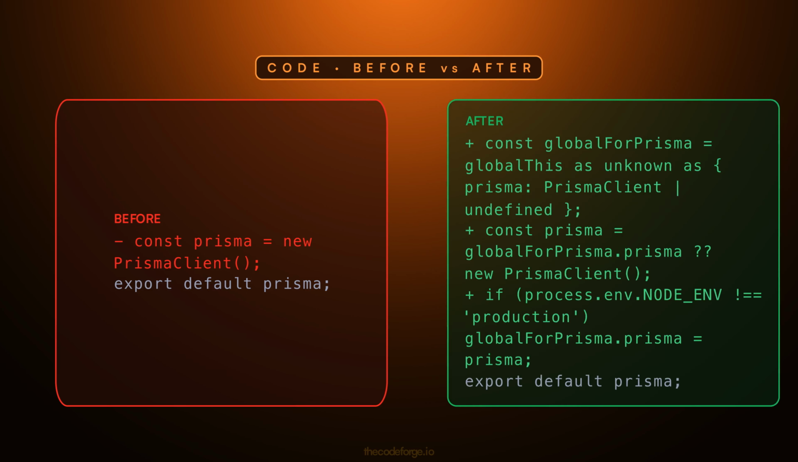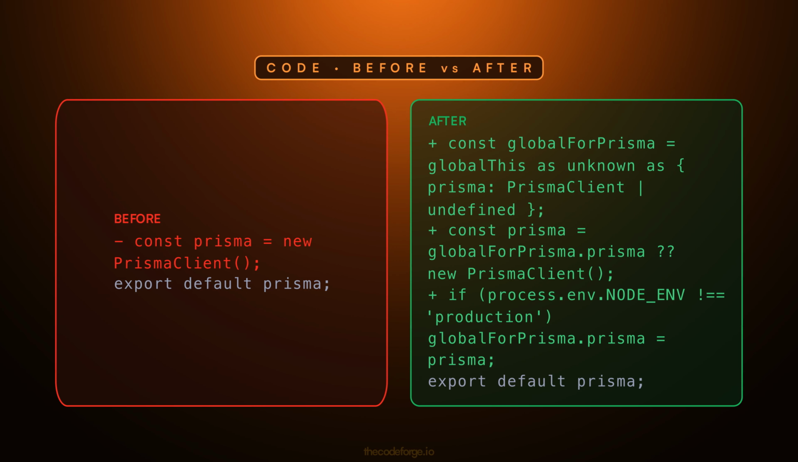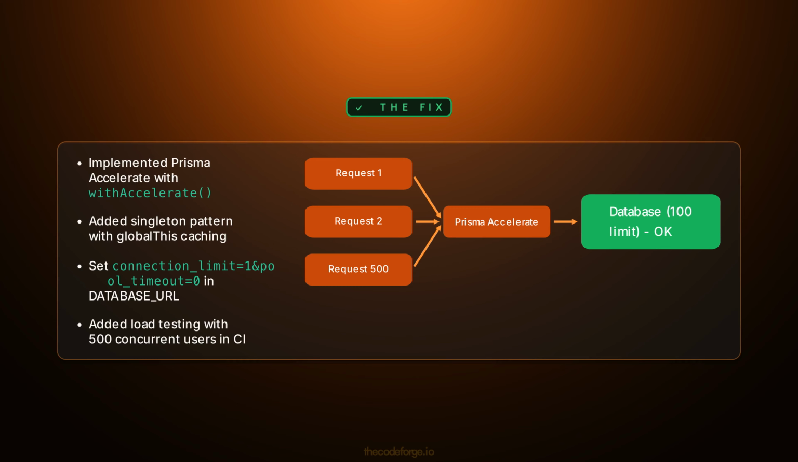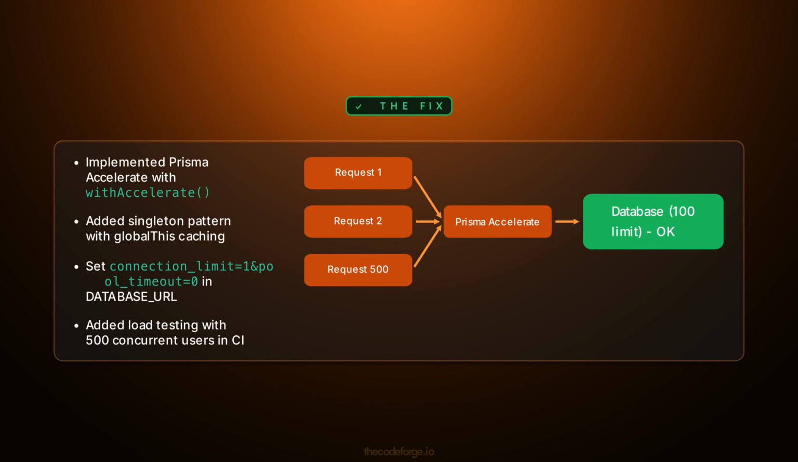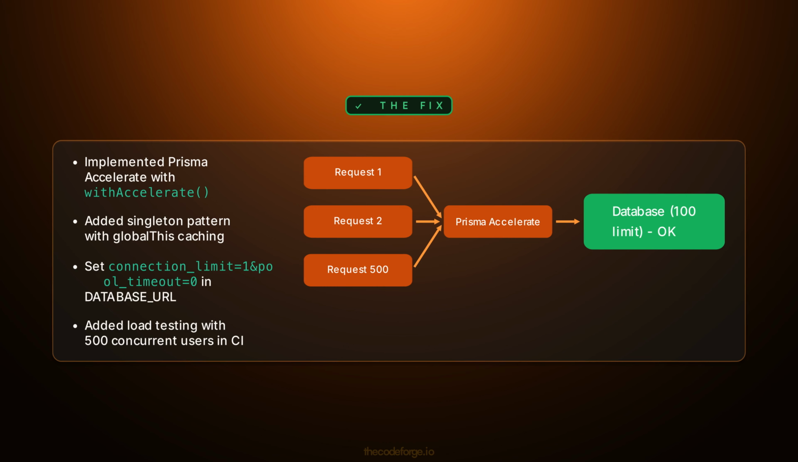Each serverless function created its own Prisma client instance with its own connection pool, quickly exhausting the database connection limit. The fix involved 3 changes. First, we implemented Prisma Accelerate with the Accelerate extension, which provides global connection pooling. Second, we added the Singleton pattern with globalThis caching to ensure only one Prisma client instance per function.